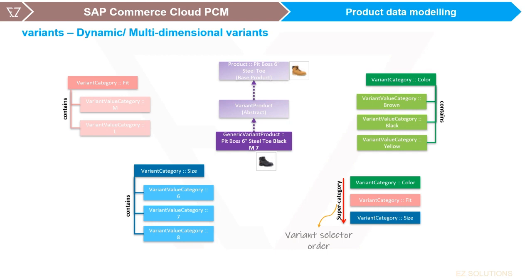In this example, colour has brown, black and yellow, and each variant value category has a sequence number indicating the order in which it will be displayed. Similarly, size has 3 choices, 6, 7 and 8, and fit can either be medium or large.